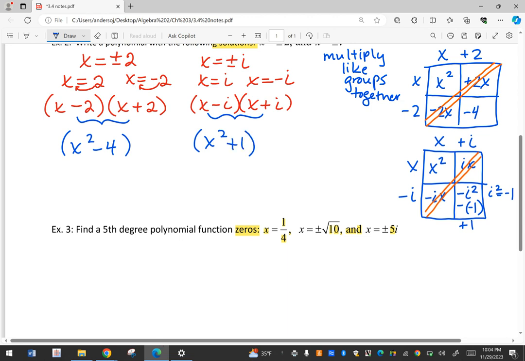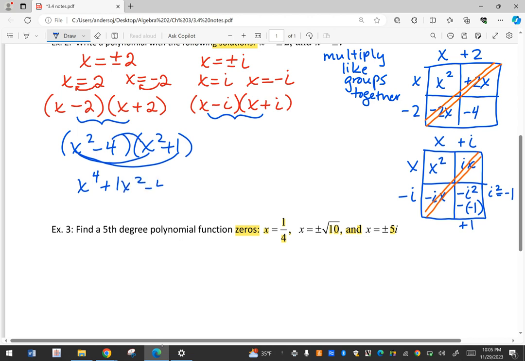Okay, so now I have these two. I have them kind of far apart, and it might help you to set them next to each other, closer together, to make sense of what you need to do next. The next step would be to multiply those together. Again, you certainly could use FOIL. You could have x to the 4th plus 1x squared minus 4x squared minus 4. So that would be using FOIL to put those together.